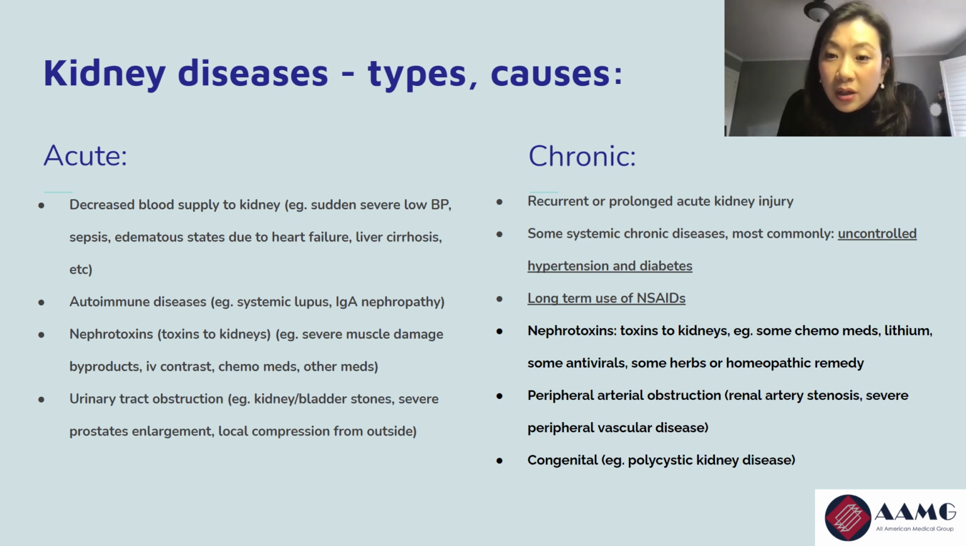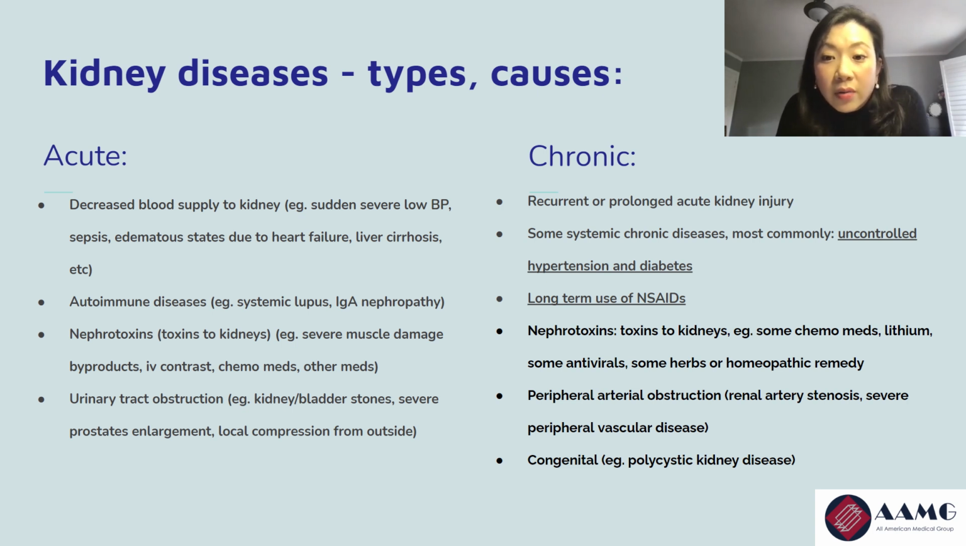In terms of the chronic causes, we often hear the term CKD, chronic kidney disease. If the acute conditions didn't get reversed, or recurred very often, or weren't treated appropriately, they will linger into chronic conditions and cause some irreversible damage to the kidneys. A large group of concern is uncontrolled systemic chronic conditions, meaning hypertension, or high blood pressure, and diabetes.